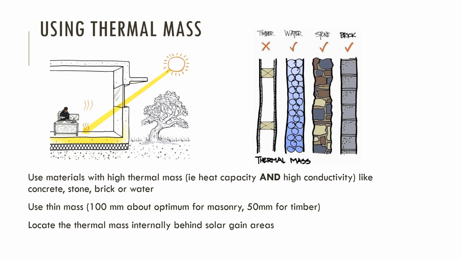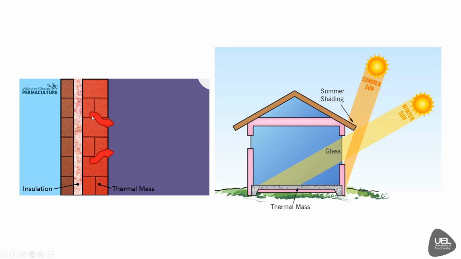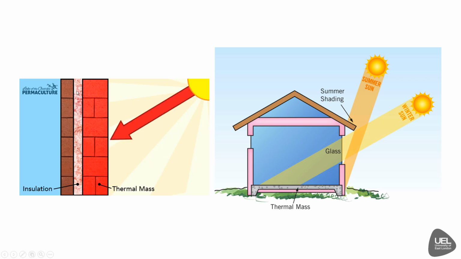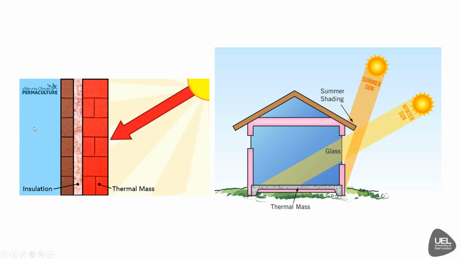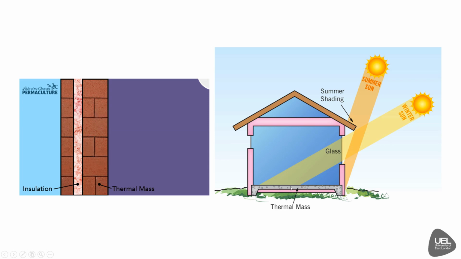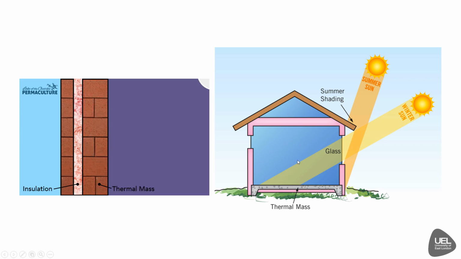But the thermal mass must be located internally, behind the solar gains area. Sorry, there's an error here. So one thing you need to remember is that thermal mass outside the building doesn't work, because you're going to have insulation, for example, in your walls here, which prevents the thermal mass from distributing the heat to the inside. It's important that the thermal mass is inside the building so that it can actually release the heat inside the building.